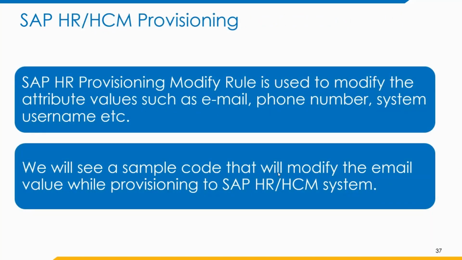Coming to SAP HR provisioning: the SAP HR provisioning modify rule is used to modify attribute values such as email, phone number, system username, etc. We will see a demonstration of a modify rule in the next presentation. Let's have a walkthrough of the code so that we can develop such rules and patch them to IdentityNow in order to change email, phone number, or system username, etc.